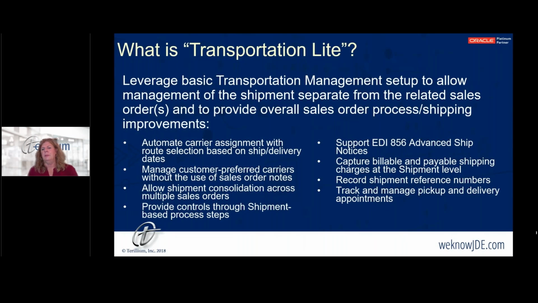Shipment reference numbers gives us a place to actually put that data. Tracking numbers, a lot of times you're trying to put them onto sales order lines, or you're having to do custom tables to capture this data. When you're using transportation, even the Lite configuration, you've got a home to put that data. And you've got a simple way, as I already mentioned, to manage pickup and delivery appointments if you want to have visibility to that.